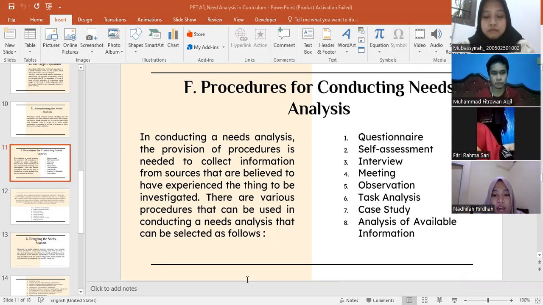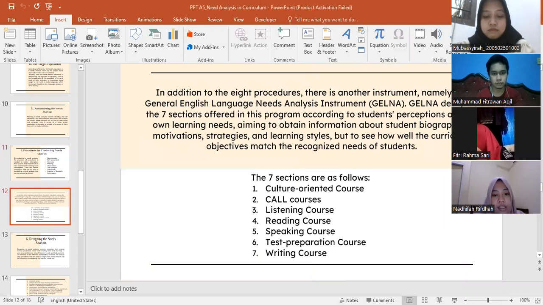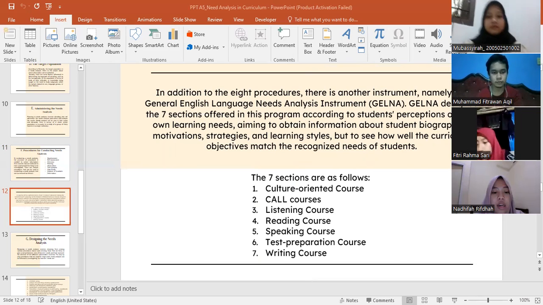in this GENA. First is culture-oriented course. The second is computer-assisted language learning course. The third is listening course. Number 4 is reading course. Number 5 is speaking course. Number 6 is test preparation course, and the last is writing course.